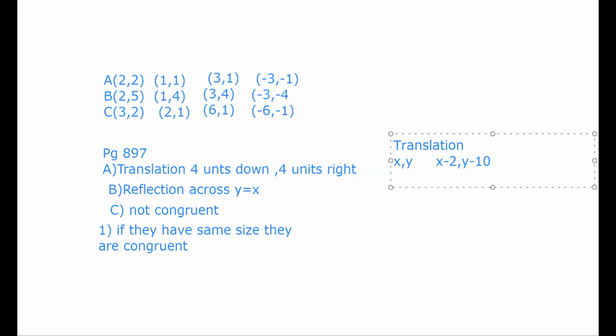After doing this, I'm going to do a reflection across the y-axis because I want the mirror to be the y-axis. The reflection across the y-axis means that x is put negative and y stays, so (negative x, y). So this is my sequence of transformation.